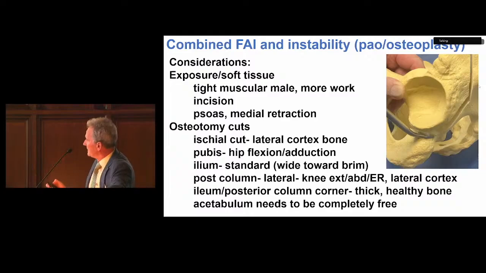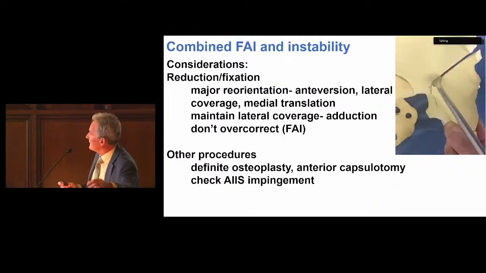Okay, and again, we need the acetabulum to be really free. So again, in this hip, we want anteversion, we want lateral coverage, we want to translate the acetabulum medially. So we want to maintain that lateral coverage with adduction as we antevert. Don't overcorrect. This guy has instability and impingement. He's prone to impingement, so we don't want to overcorrect things. He's definitely going to need an osteoplasty, and then we're going to check the inferior spine, which is another source of impingement in this type of patient.